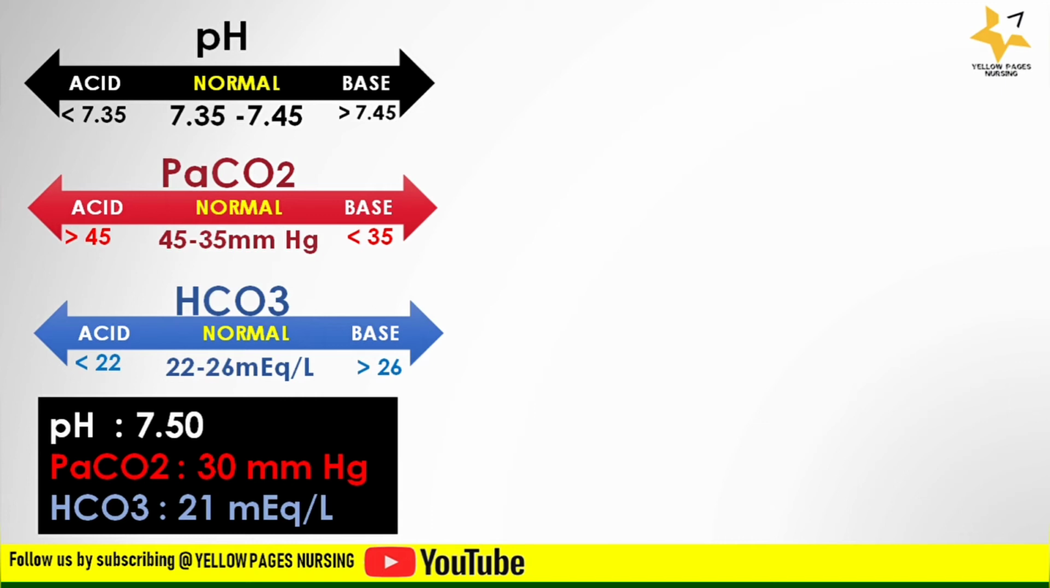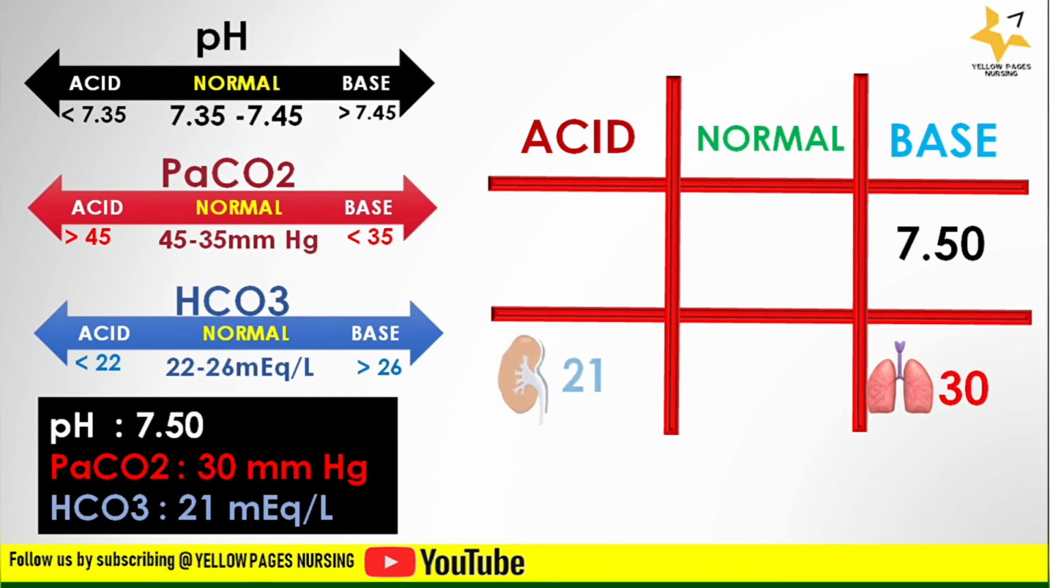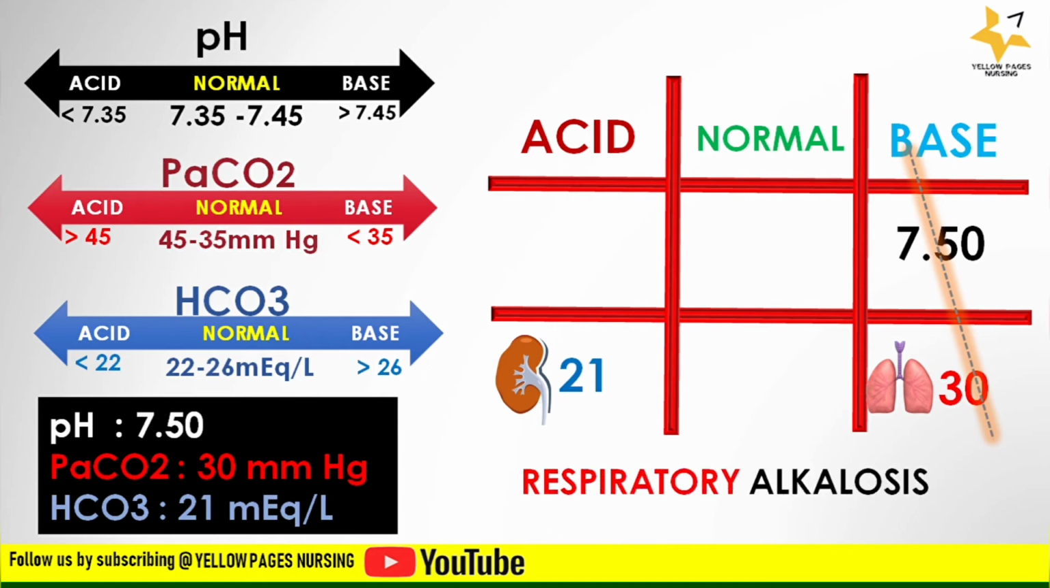Using tic-tac-toe method, pH is 7.50, which falls in the alkalotic state. PaCO2 is 30 mmHg, which is less than the normal range and falls in the alkalotic state. Bicarbonate is 21 milliequivalent per liter, which is also less than the normal range and falls in the acidic state. Here, pH and PaCO2 match in the alkalotic state and hence we say it is a respiratory alkalosis.